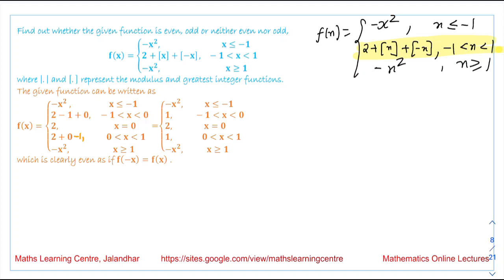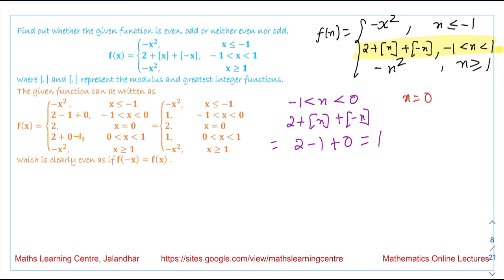We are saying when the value of x will lie between minus 1 and 0, what is the value of 2 plus greatest integer of x plus greatest integer of minus x? That will be equal to 2 minus 1 plus 0, that is equal to 1. When we are considering the value of x equal to 0, the answer we will obtain for this function will be equal to 2. And third, when we are considering 0 is less than x is less than 1, the value of this function is 2 plus 0 minus 1, and the value comes out to be 1.